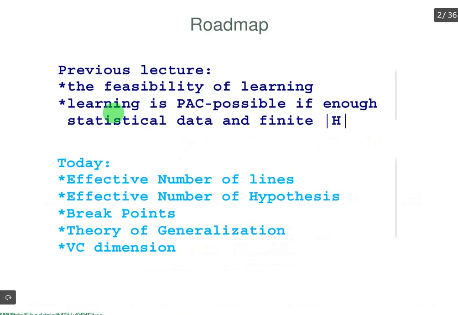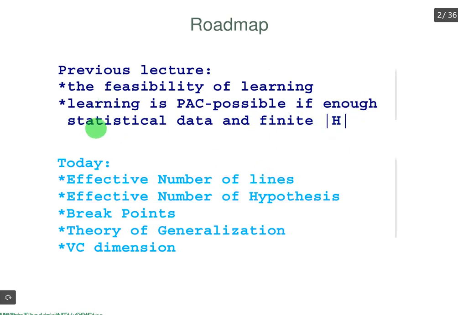In the previous lecture, we asked the question related to feasibility of learning. In particular, we asked if learning is possible, given that our target function is unknown. Can we approximate something unknown? What kind of theoretical guarantees can we give? We answered this question using a probabilistic approach, in particular utilizing the famous Hoeffding's inequality, and then said learning is probably approximately correct possible, if we have enough statistical data and a finite number of hypotheses.